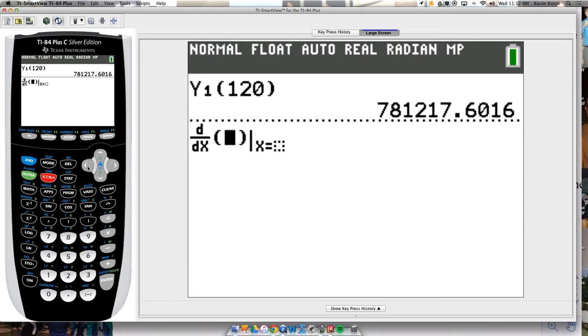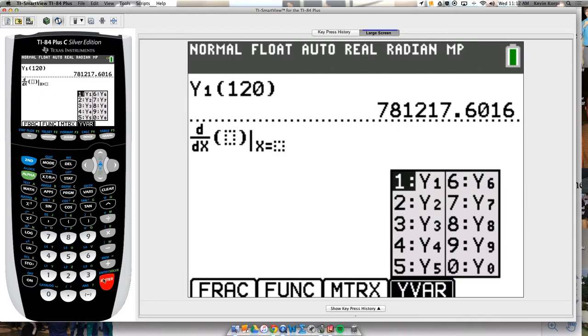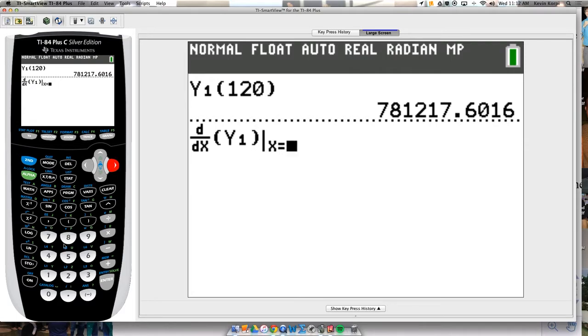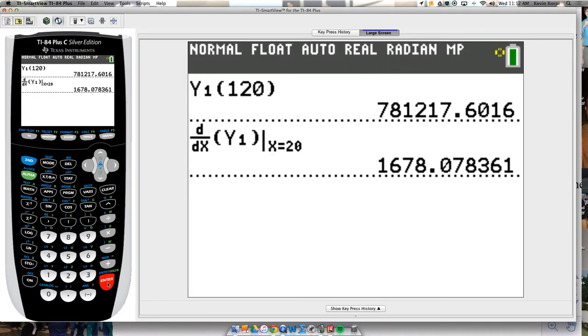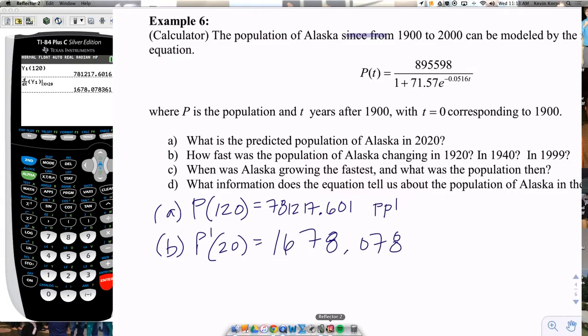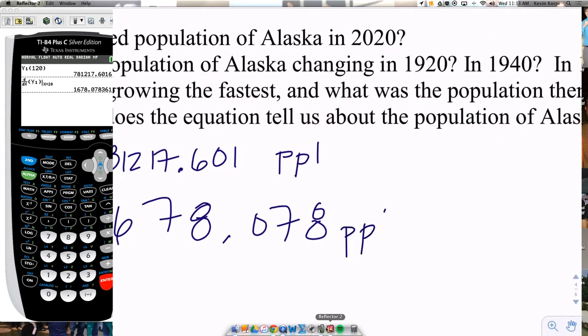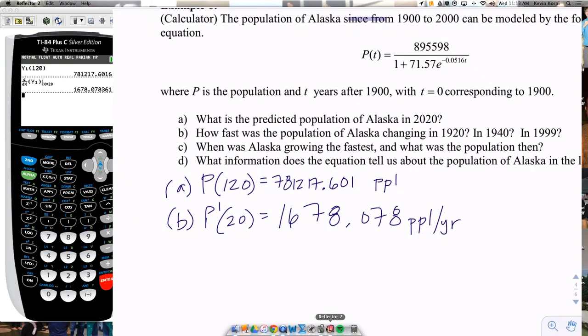All right, so dx, this is the math print, and then you can recall alpha trace, y1, that's where our equation is, and evaluate it in Leibniz form at 20. And you get 1678.088.078, and make sure that on any final numeric answer, you put units. What would be the units on this number? People per year. Yep. So in 1920, the population of Alaska was increasing by approximately 1,678.078 people per year.